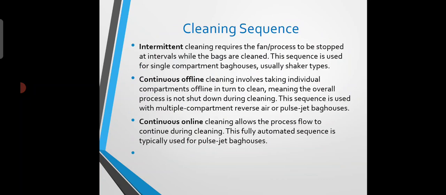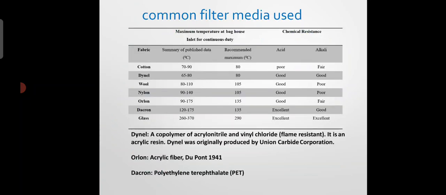So the cleaning sequence may be intermittent, that is at particular intervals, or it may be continuous. Offline means the removal of particulate matter is completely shut off and then cleaning is taken. Once it is clean, then it is again opened for removing particulate matter. Continuous online is where the removal of particulate matter as well as the dust cake removal takes place together. The common filter media used are cotton, vinyl, wool, nylon, orlon, dacron, and glass.